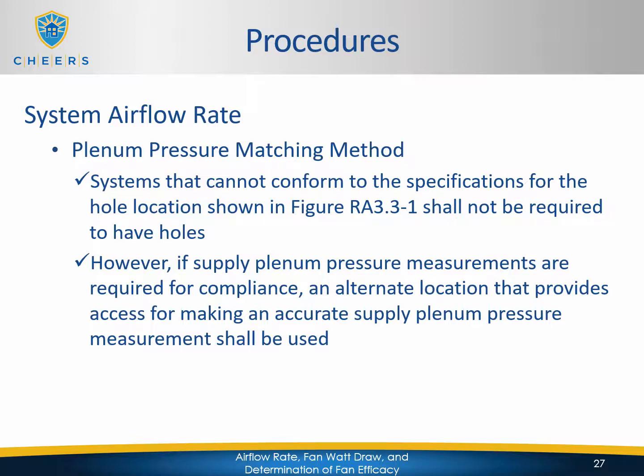And then, as I said, the system that cannot conform to the specifications for the hole location shown in figure RA 3.3-1 shall not be required to have holes. However, if the supply plenum pressure measurement are required for compliance, an alternate location that provides access for making an accurate supply plenum pressure measurement shall be used.